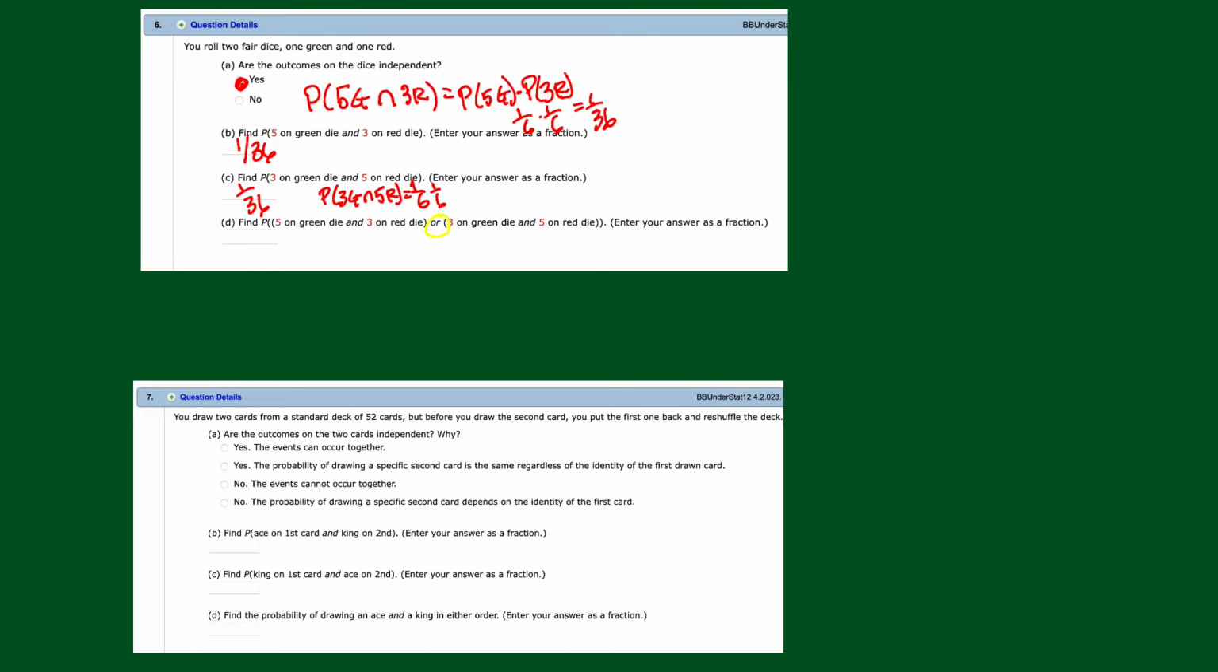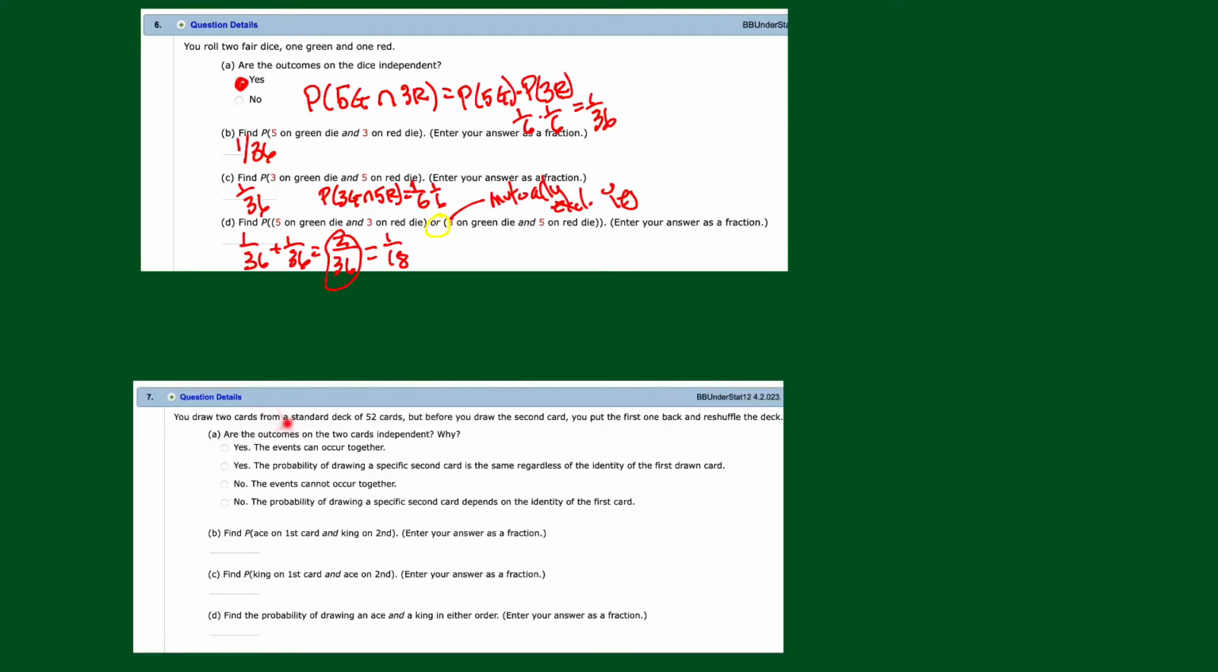Now, if it's an OR, I ask myself, are they mutually exclusive? I'm going to say yes, because if you get a 5 on the green and a 3 on the red, you cannot at the same time get a 3 on the green and a 5 on the red. So I'm just going to add these together. So I'm going to get 1/36 plus 1/36. So how about 2 out of 36? That might be good enough. I don't know how they're taking it. Or 1 out of 18 if you reduce it.